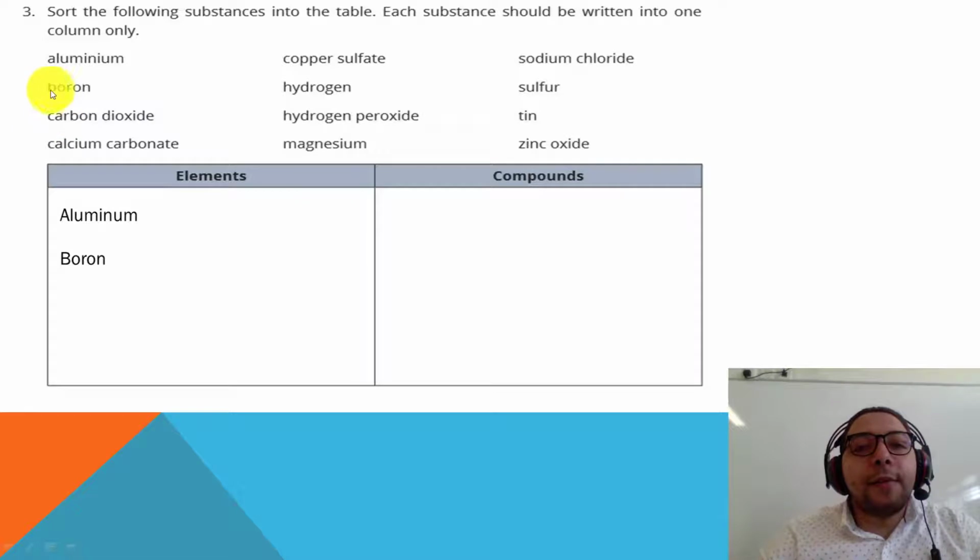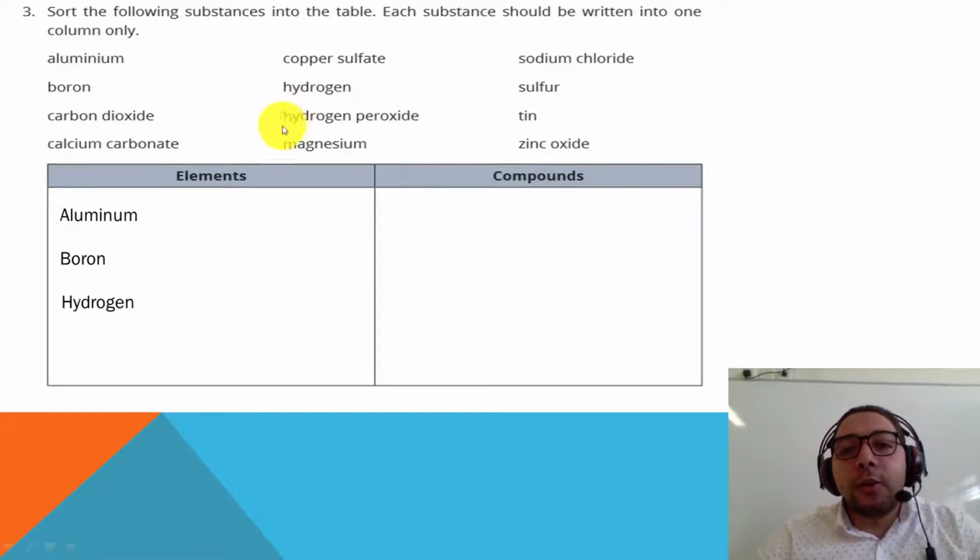Then we have another element. I want you to go through it. Carbon dioxide is not one. Calcium carbonate is not one. Copper sulfate is not one. But hydrogen is one element, so we place it in the element section. Then we have hydrogen peroxide. Hydrogen peroxide is hydrogen mixed with another element.